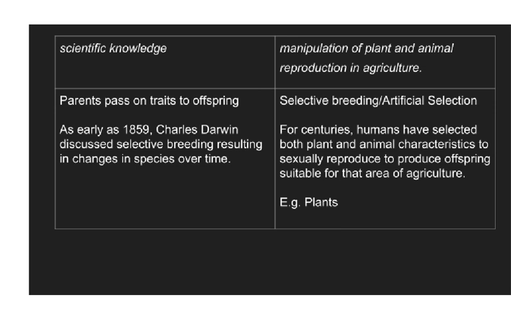If we have a look at the scientific knowledge that underpins the process of selective breeding or artificial selection, we have this knowledge that parents pass on traits to offspring. And even as early as 1859, Charles Darwin discussed the idea of selective breeding as resulting in changes in species over time. So historically, selective breeding would have involved the domestication of animals that we now know as farm animals: cows, sheep, goats, etc.